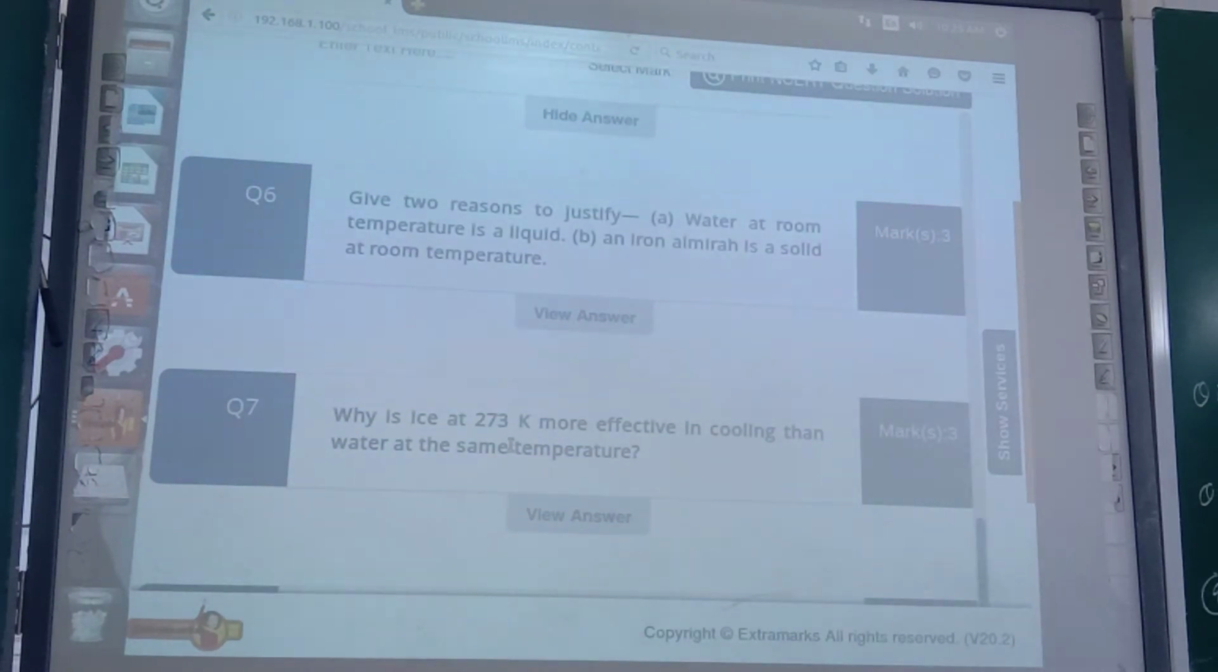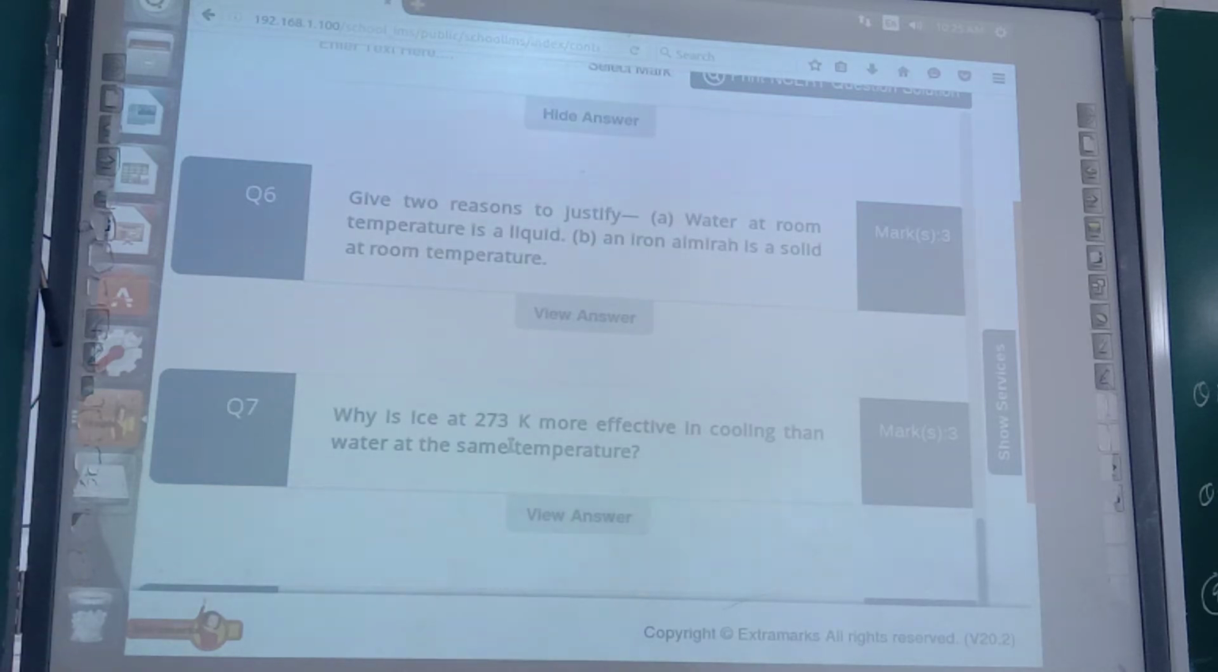Now next one is: give two reasons to justify that water at room temperature is liquid and an iron almirah is a solid at room temperature. So a very simple thing is there. Water at room temperature is a liquid. Okay, how will you justify? Now water has the flowing property.